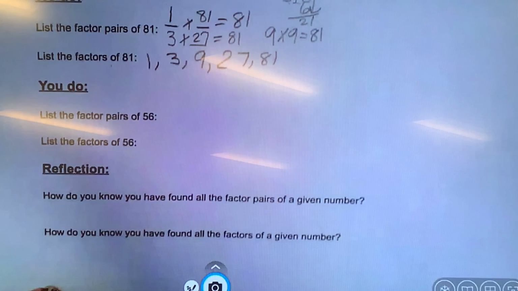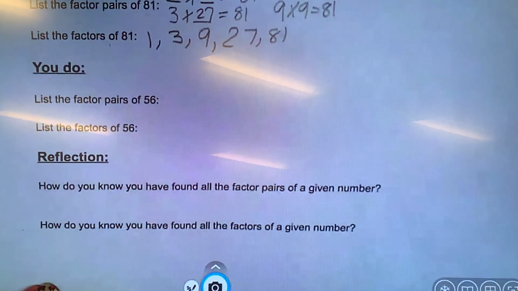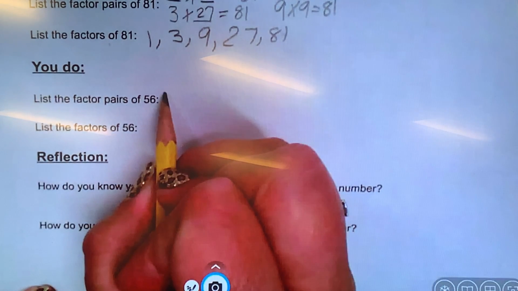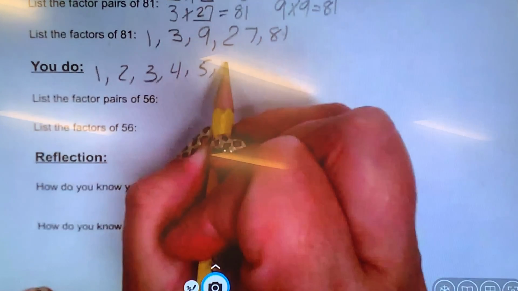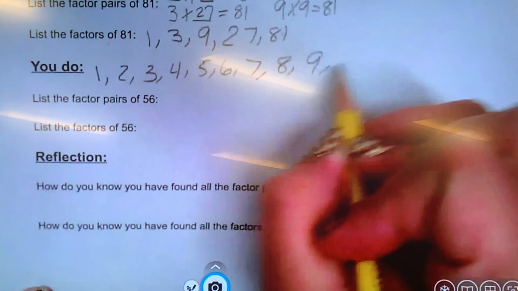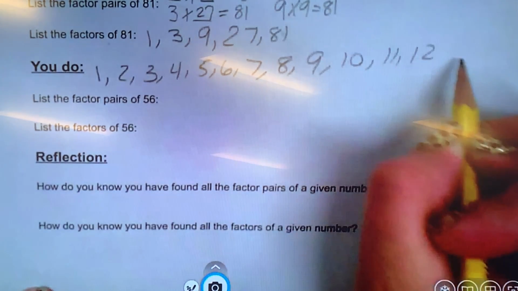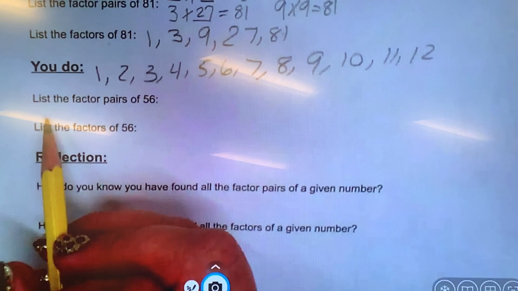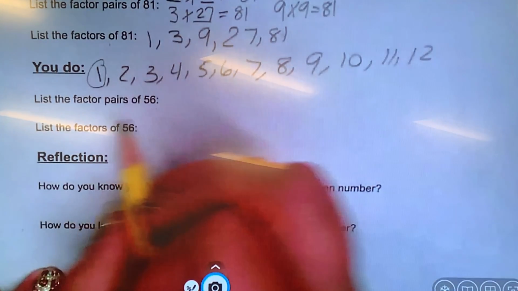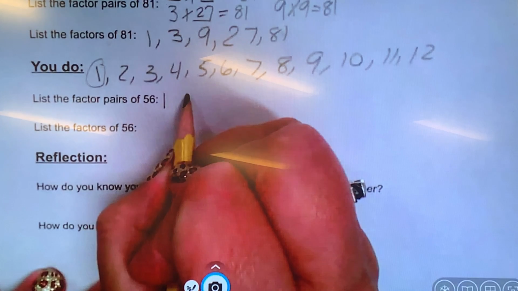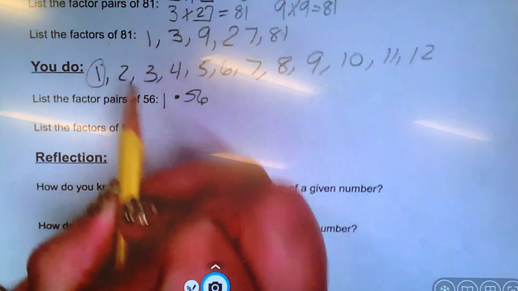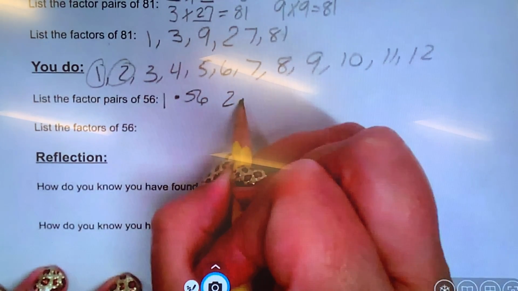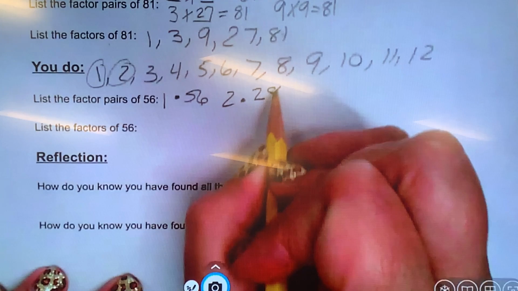One more example. List the factor pairs of 56. Again, just to make sure, we're going to list out all of our numbers. We'll at least go to 12. That'll get us started. We know 1 is a factor of every number, so 1 and 56. 56 is an even number, so 2 will work. So 2 goes into 5 twice, 2 goes into 16 8 times, so 2 and 28.